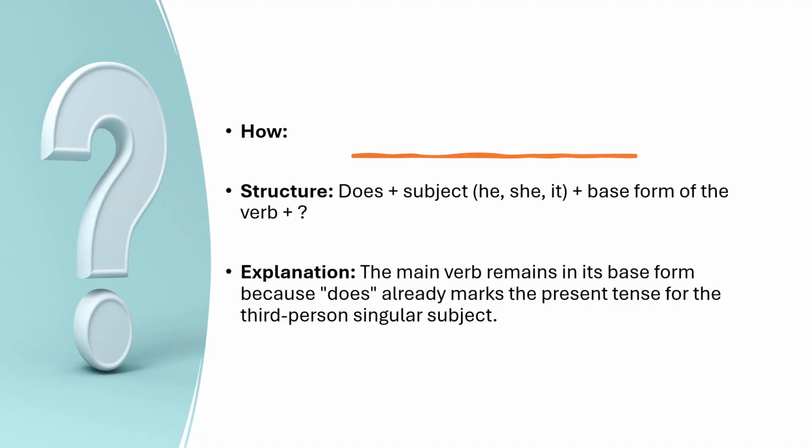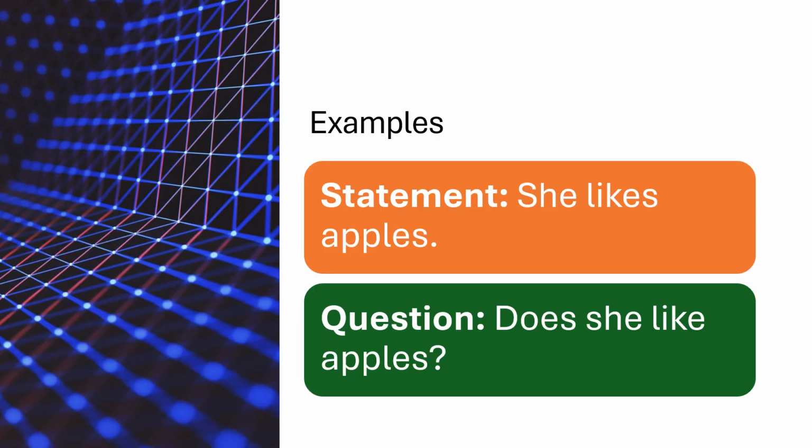Structure of sentence: does plus subject, that is he, she, it, plus base form of the verb plus object or rest of the sentence. The important thing is that the main verb remains in its base form because does already marks the present tense for the third person singular subject. For example, she likes apples. Interrogative form of this sentence is, does she like apples?